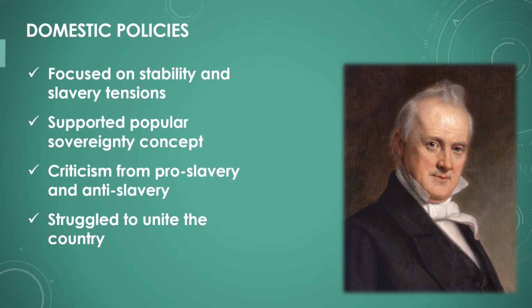Buchanan's domestic policies focused on maintaining stability and addressing the growing tensions over slavery. He supported the idea of popular sovereignty, which allowed territories to decide for themselves whether to allow slavery. However, his policies often faced criticism from both pro-slavery and anti-slavery factions. Buchanan struggled to unite the country and address the economic issues of the time. His inability to effectively manage these challenges contributed to the growing unrest in the nation.